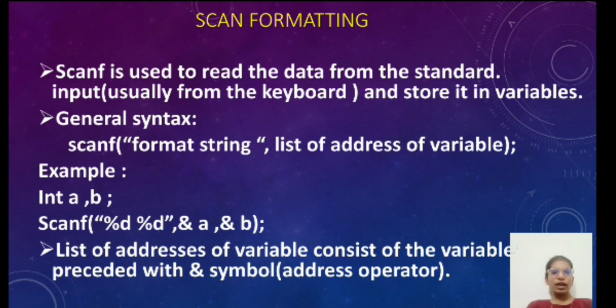Example for the scanf function, an example for input statements, is int a comma b. A comma b are the variables, int is the data type, scanf is the input function, and percentage d and percentage d is the symbolic notation for the int data type. Ampersand a and ampersand b mean address of a and address of b. The list of addresses of variables consists of variable names preceded with ampersand symbol. Ampersand symbol indicates the address of the variable.